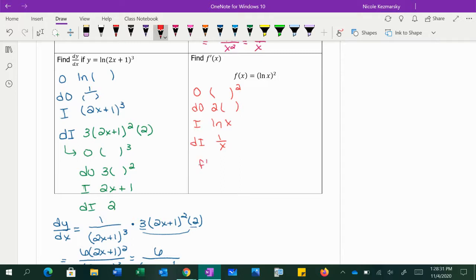And so then f prime of x is going to be 2 times the parentheses. In the parentheses, we put natural log of x, and then times the derivative of the inner, which is 1 over x. And we can write this like that, or we can write it as 2 natural log of x over x.